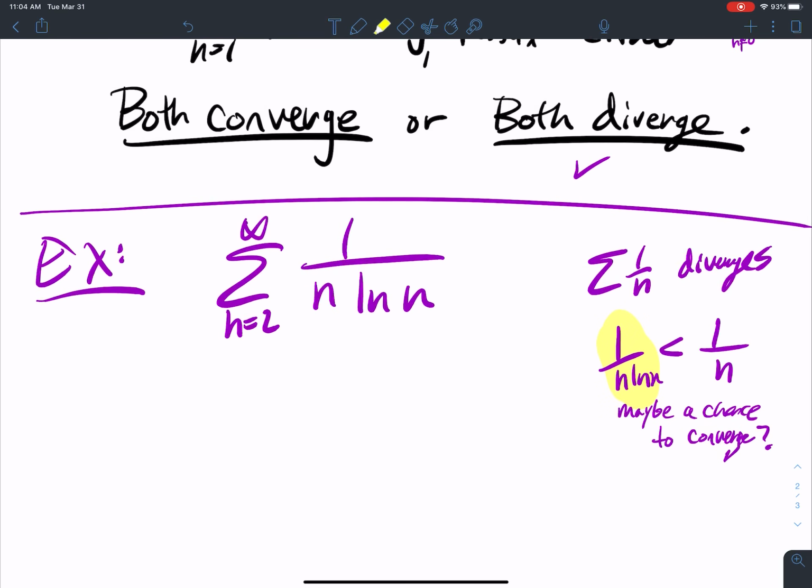But if you knew that the big one diverged and this one was even bigger than the one that diverged, then you would know that this one would have to diverge. But that's not the case here. It's actually smaller, so we're not for sure. Okay? So let's see if we can figure it out with the integral test.